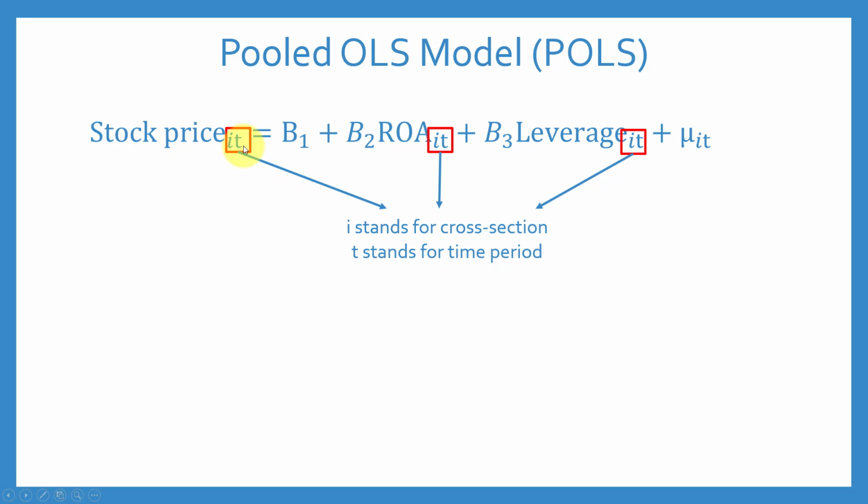So what this IT would represent, if I can rephrase it in plain English, is that we have data of stock prices for different firms and for different time periods. Similar goes over here: we have ROA for different firms and different time periods. So remember, whenever we have panel data, we have an IT subscript. Whenever we have just time series data, we have T but not I. And when we have cross-sectional data, we just have the I subscript.